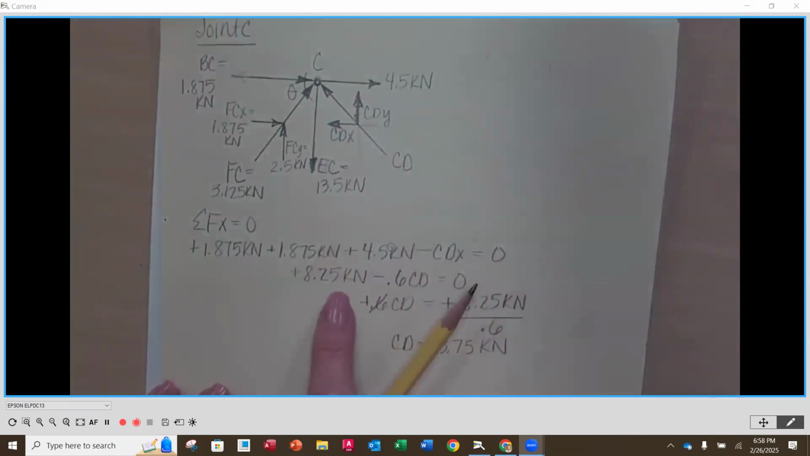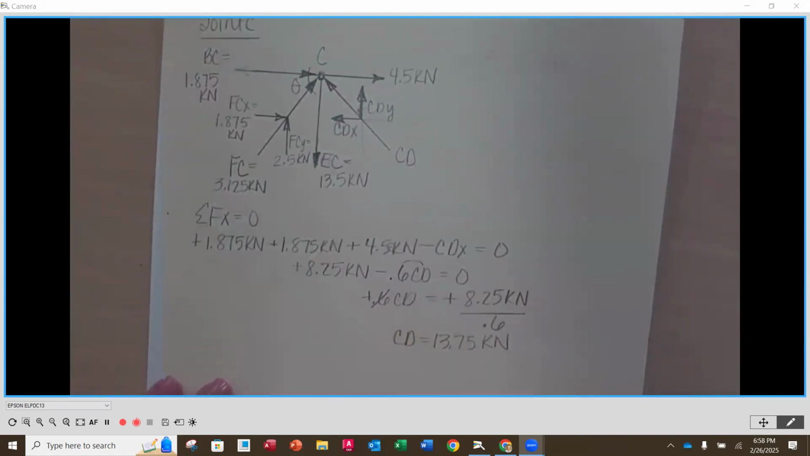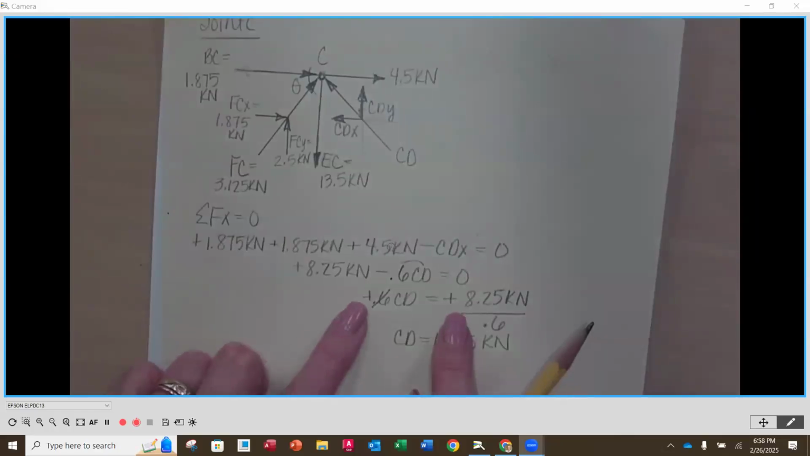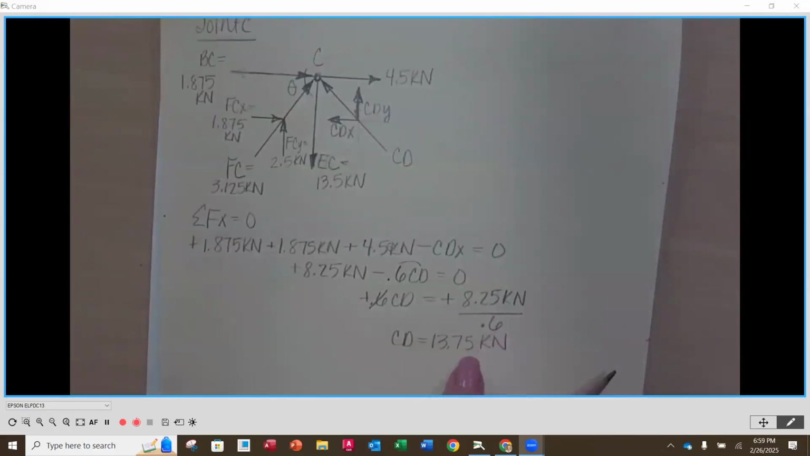Combining those, you get 8.25 minus, this is the X component of CD, so it's going to be 0.6 times CD equal to 0. So then putting the 8.25 to the other side, two negatives become positive, divide by 0.6, you get 13.75 kilonewtons. That is the answer.